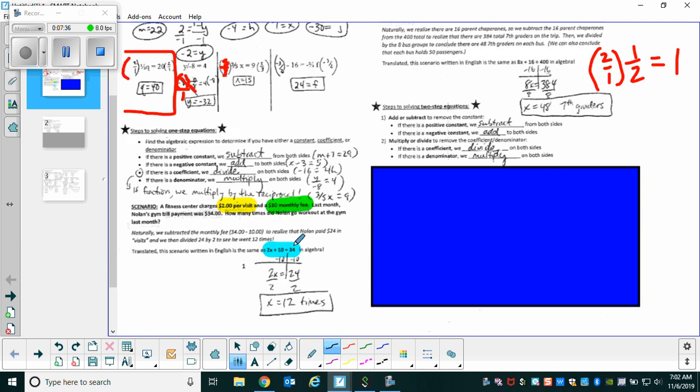So you've got the total here. We subtracted to get rid of the constant. Then we divided both sides to get rid of the coefficient. It's now a 1. And on this side, the math arrives at 12 times.